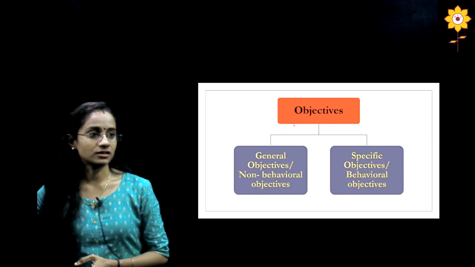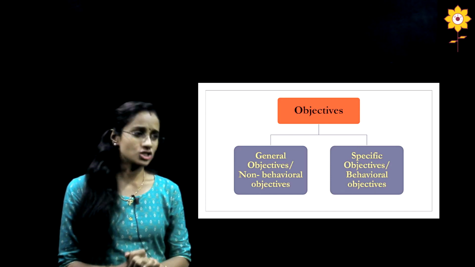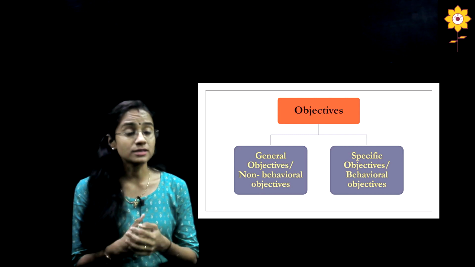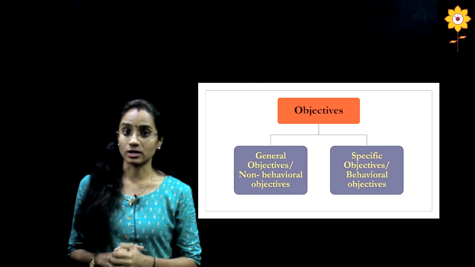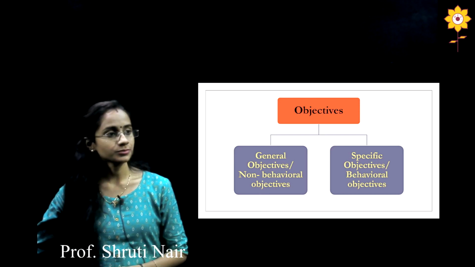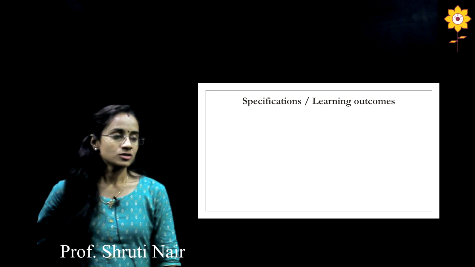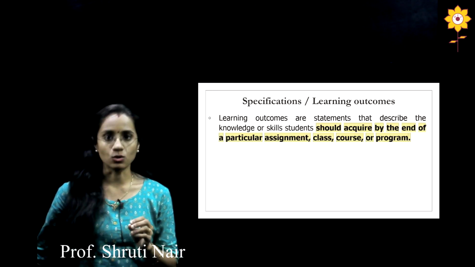So as we have understood, the objectives are of two types. One is your general objectives, which are also called non-behavioral objectives, and we have specific objectives, which are called behavioral objectives. So the specifications are nothing but the learning outcome.